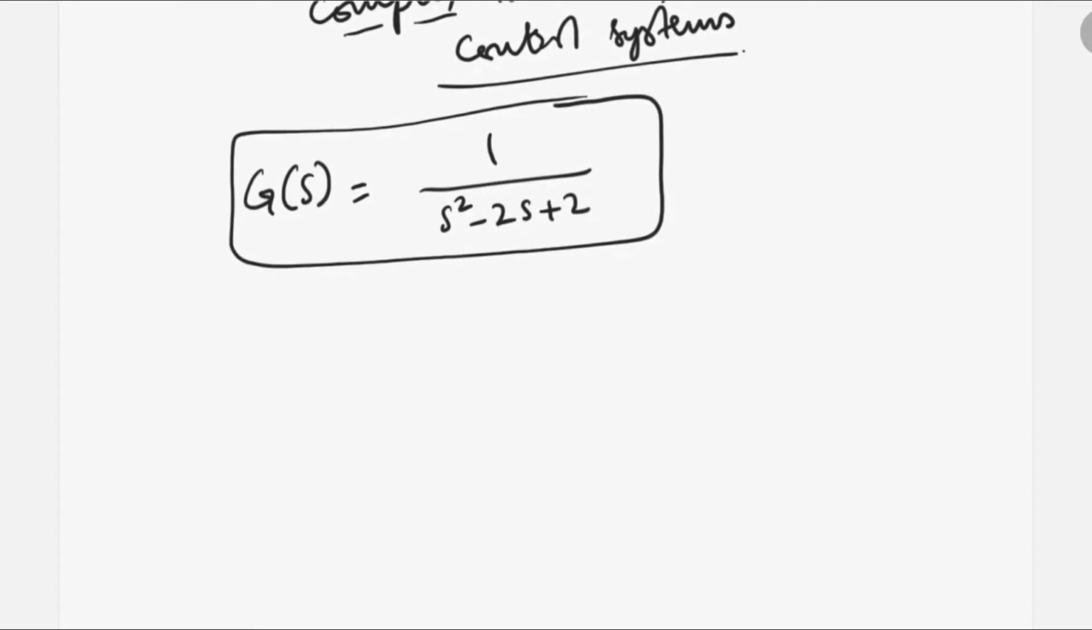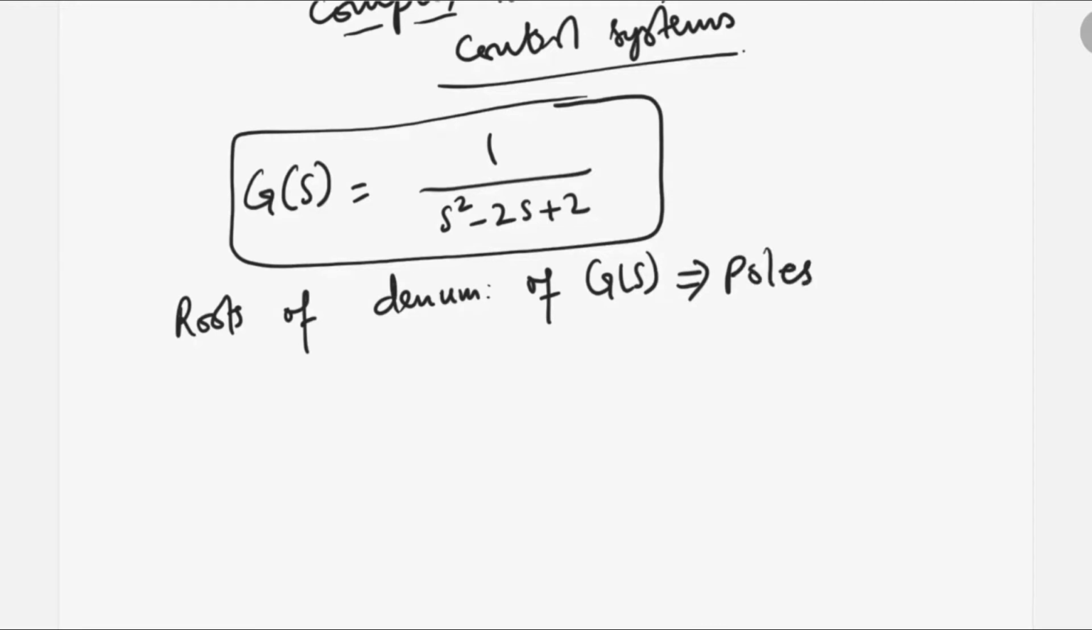Okay, so if you know the basics of control systems, you would also know that the roots of this are called poles, right? So the poles mainly define if the system is stable or not, and they show us a lot of other properties which are required for the system.